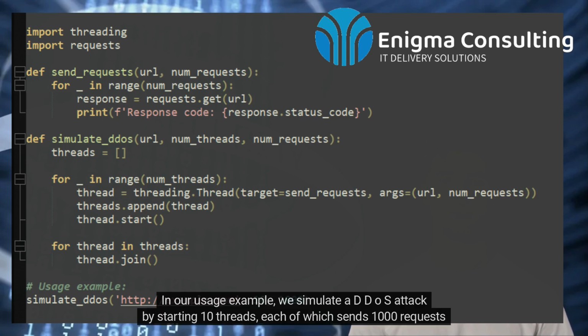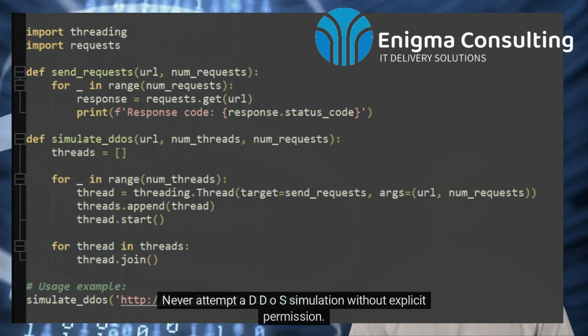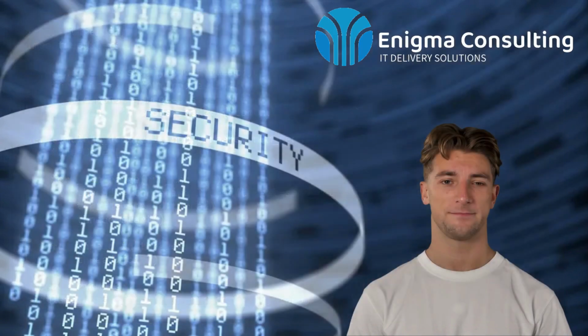In our usage example, we simulate a DDoS attack by starting 10 threads, each of which sends 1,000 requests to http://example.com. Remember, this URL is for demonstration purposes only. Never attempt a DDoS simulation without explicit permission.